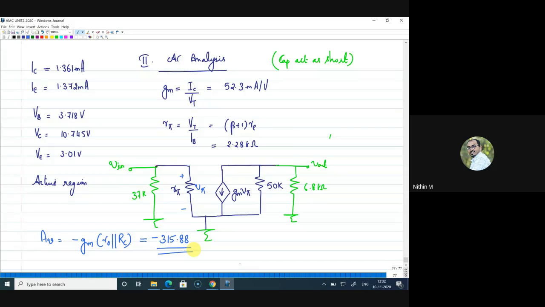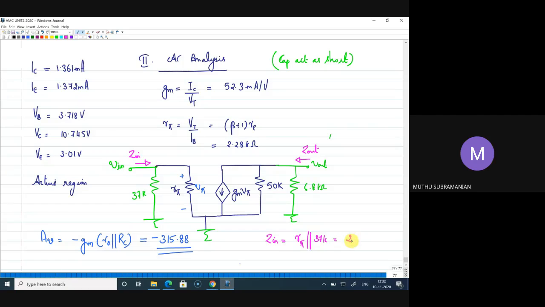We need to find Zin and Zout, input impedance and output impedance. Input impedance is the impedance seen from this point. So this is Zin, and output impedance is the impedance seen from this point. This is Zout. So who can tell me what is Zin? R pi parallel 37K. Very good. R pi parallel to 37K. So what is the value?